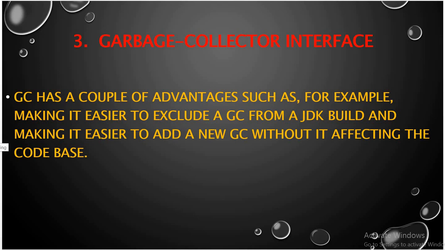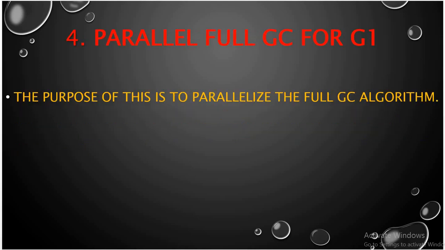And the next one is parallel full GC for G1. In Java 9, G1 was made the default GC, which was designed to avoid full collections, but when the concurrent collection could not reclaim memory quickly enough, it would end up falling back on a full GC, and here is where the problem lies. And the aim of this feature is to parallelize the full GC algorithm.